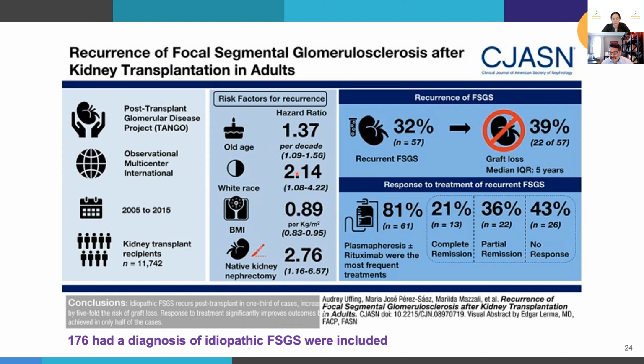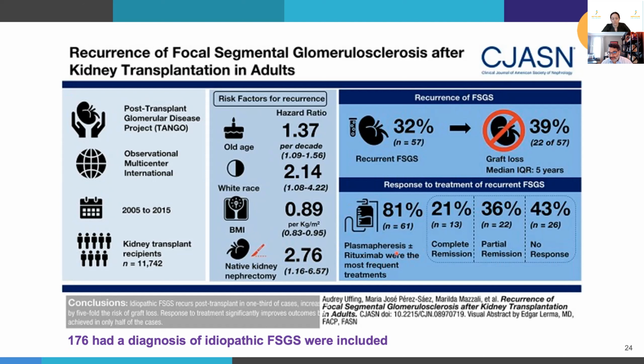If they were non-African American race or white race, again, if they were heavier, their risk was actually a little bit lower. And if they had the native kidney removed, and I'm not sure why they thought this was the case, but it turns out that was also a risk factor for recurrence. Again, about a third of patients had a recurrence. And of that third, nearly 40% lost their kidney over a time of about 5 years.